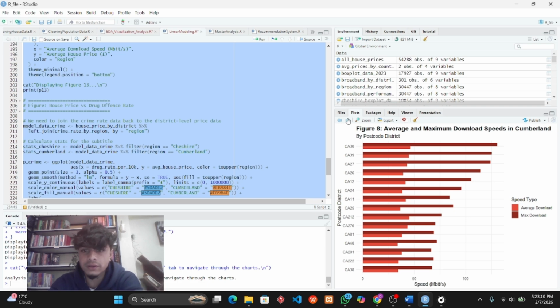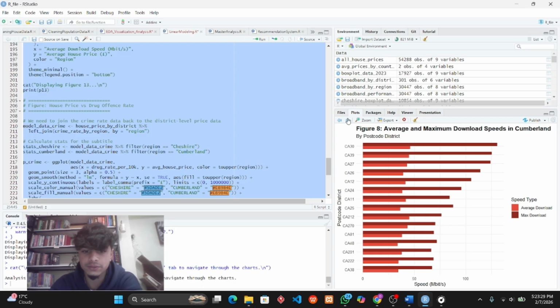So in figure 8, we can see average and maximum download speed in Cumberland. This figure shows a similar imbalance in Cumberland, with both very fast and very slow areas. This highlights unequal digital infrastructure across the county.